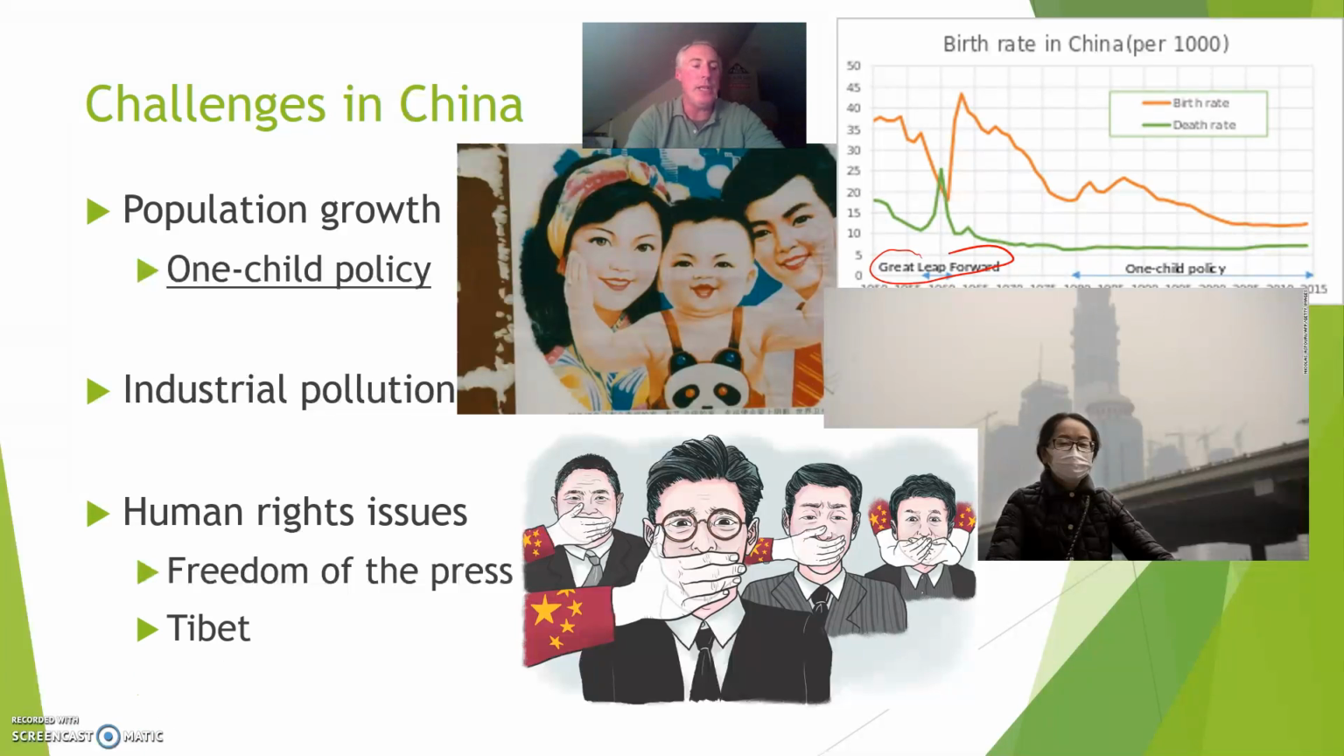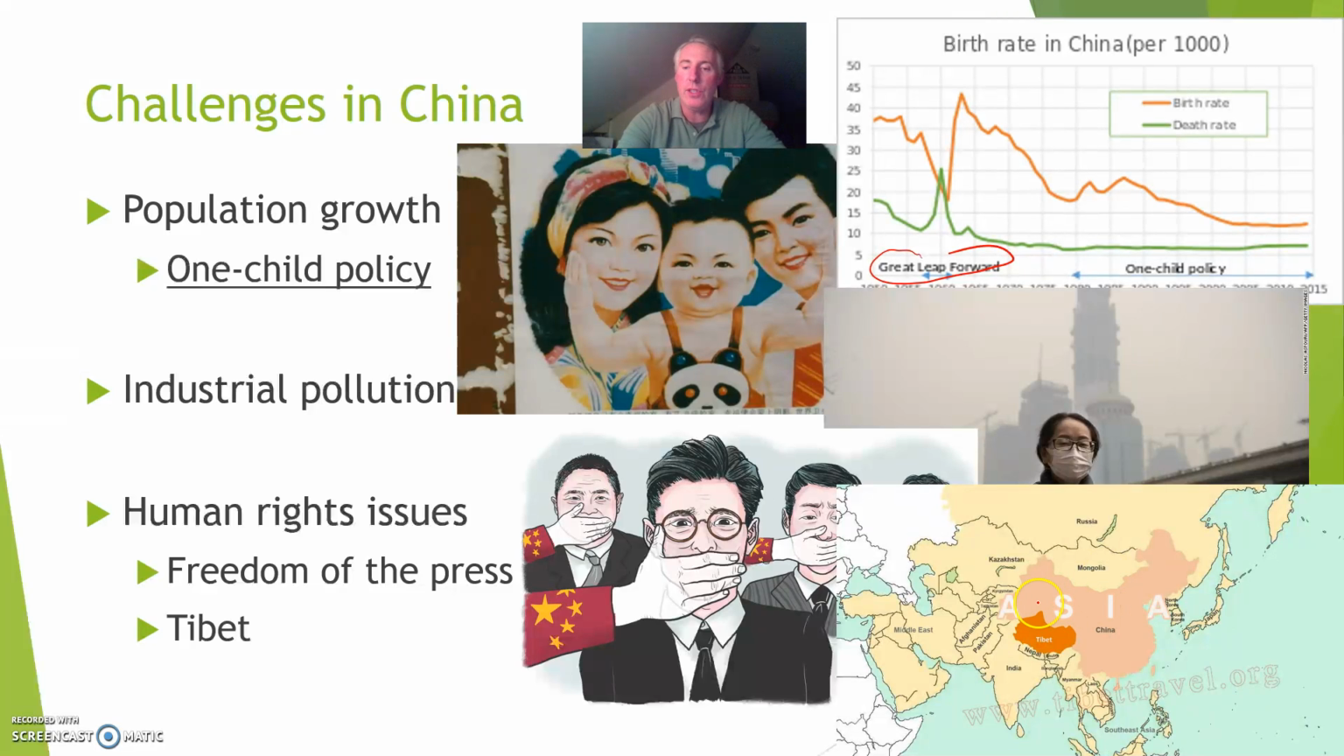Also, Tibet is an issue. Now, Tibet, you see right here, Tibet considers itself to be an independent nation. China does not. China does not recognize its independence. They consider it just to be another region of the People's Republic of China. And this has led to a serious government crackdown on Tibet, particularly because of Tibet's Buddhist population.